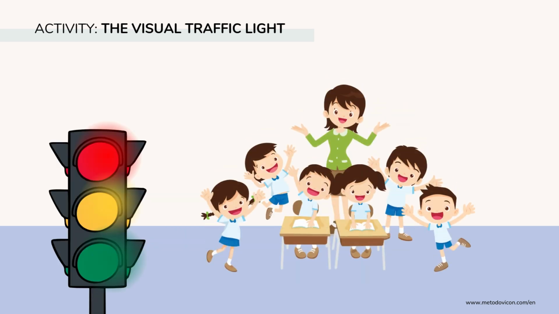For example, you can use the traffic light in the classroom for group activities. When the children see the red light, they know they need to wait. Yellow tells them they're about to act, and green means go. It's perfect for clearly and visually structuring moments of waiting.